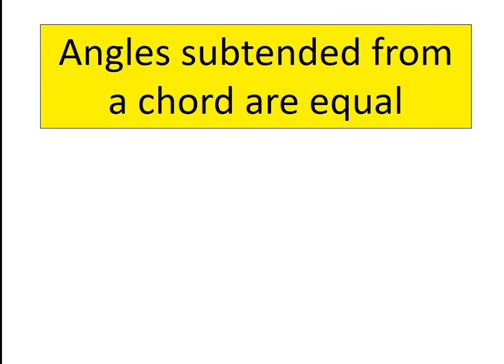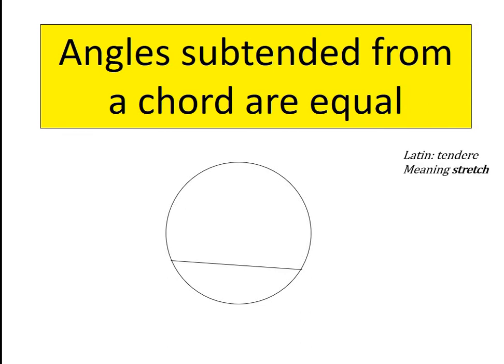The next one, angles subtended from a chord are equal. So if we have a chord, so a little bit like a diameter, but it's dropped down. So this doesn't go through the centre of a circle. A chord is a line that goes from one side of a circle to another, but it doesn't necessarily go through the middle. And then if we have two lines subtended, so subtend means stretch, if we stretch this, then the angle subtended from the same bit will be equal.